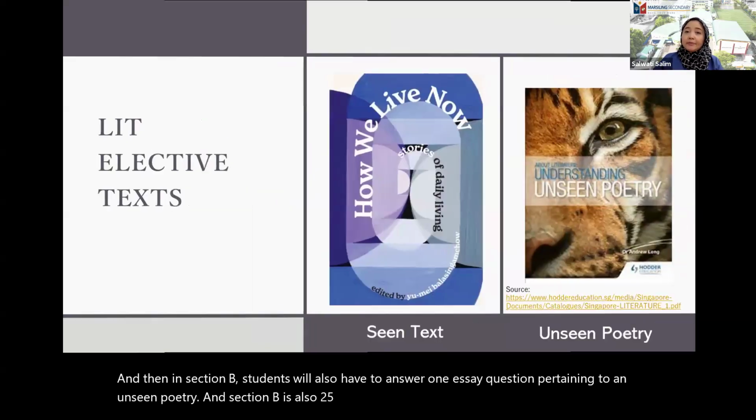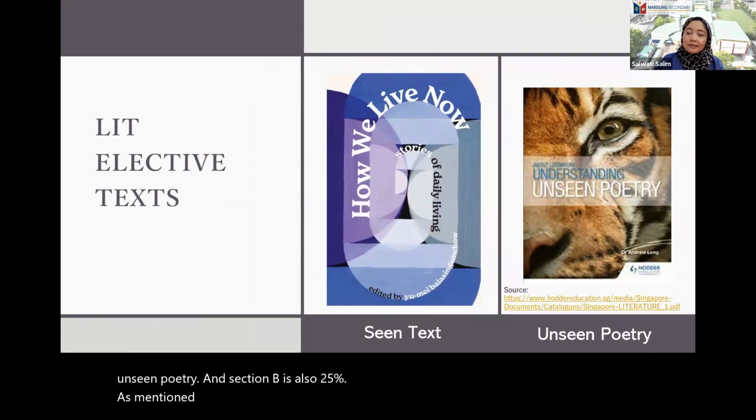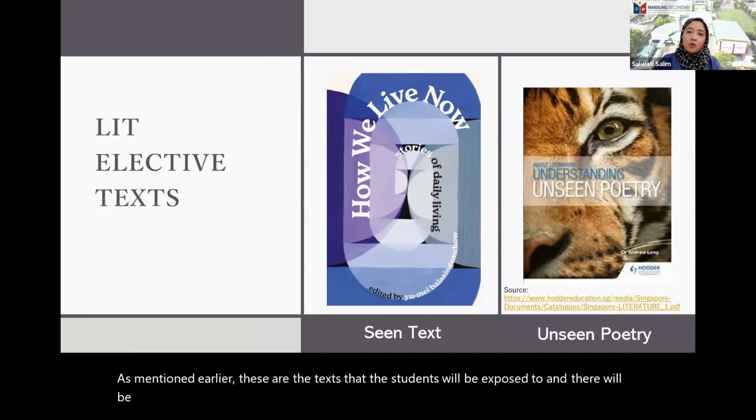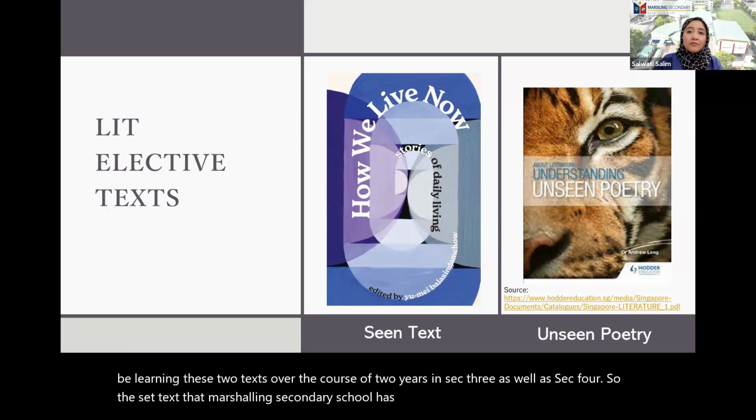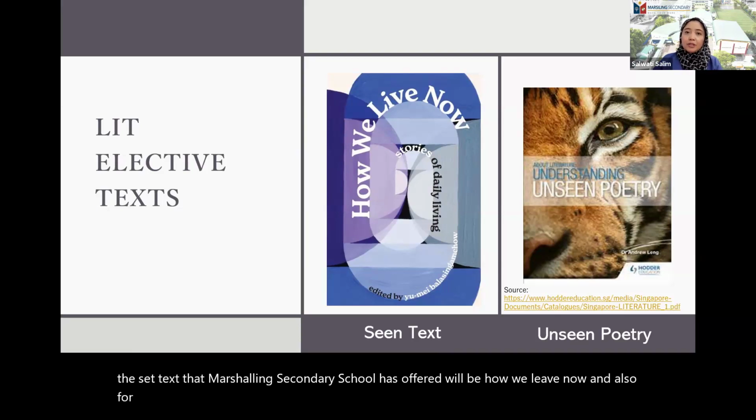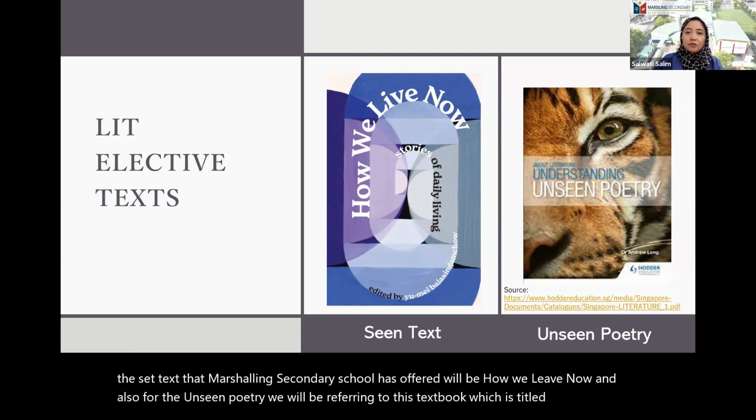As mentioned earlier, these are the texts that the students will be exposed to, and they will be learning these 2 texts over the course of 2 years in Sec 3 as well as Sec 4. So the set text that Marsiling Secondary School has offered will be How We Live Now. And also for the unseen poetry, we will be referring to this textbook, which is titled Understanding Unseen Poetry.